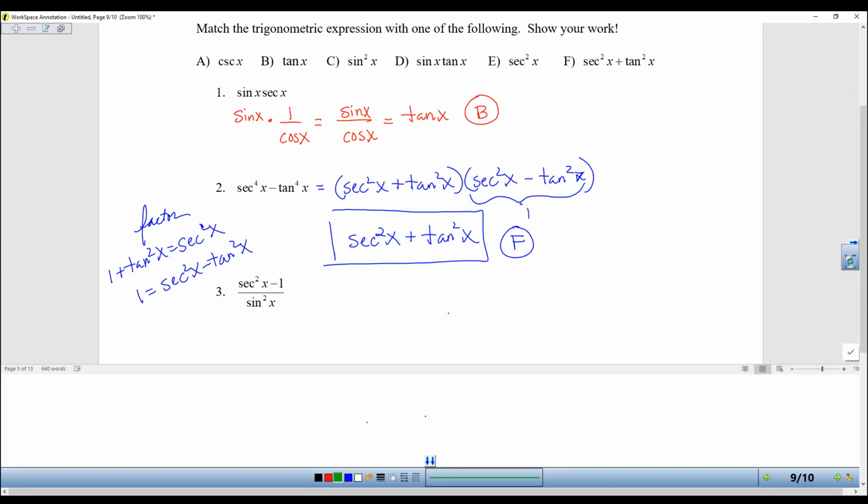Oh, we get to use the same rule right away again. Secant squared x minus 1. That isn't the one that I came up with, but if I subtract 1 from both sides, then secant squared x minus 1 is tangent squared x.